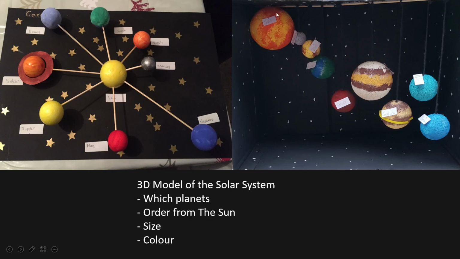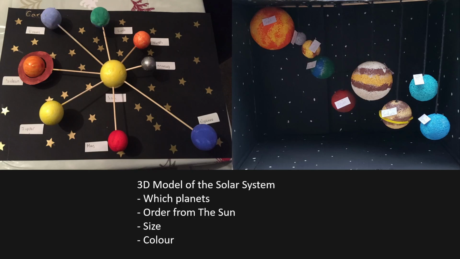So this version, they've done like a line, so they've got it in order. If you're going to do one of these more sort of circular ones, make sure that Mercury's the closest, Neptune's the furthest away, etc. The size and the colour is probably the 2 other main things to think about here.